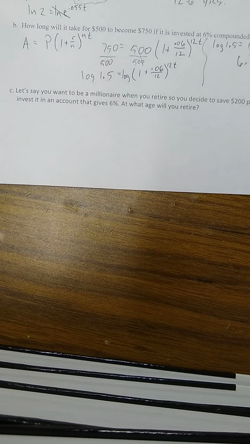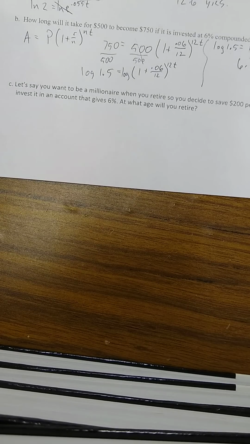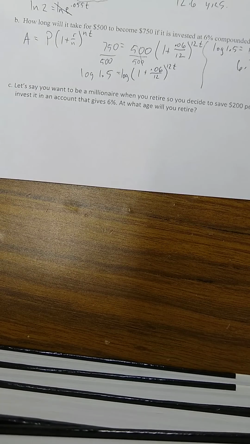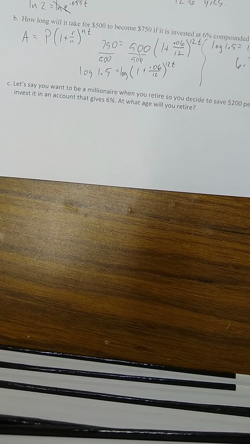All right, last problem. Let's say you want to be a millionaire when you retire and you decide to save $200 per month, invest it in an account that gives 6%. At what age can you retire? I like this problem because this is really the point of the logarithm. A lot of times you say, hey, when am I going to use this in life? This is when you're going to use this in life.